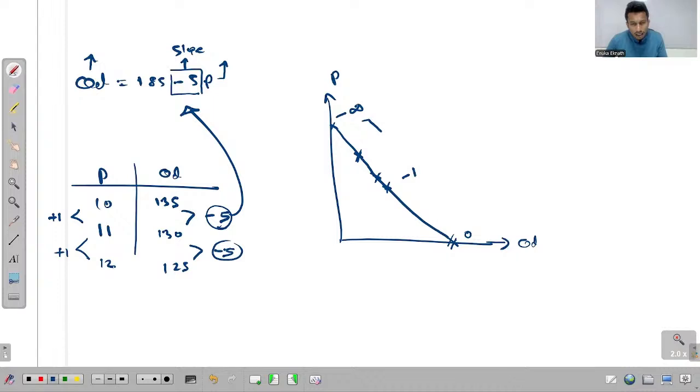If you calculate PED somewhere here in the middle, it will be in between minus 1 and minus infinity. If you calculate the PED somewhere here, the value of PED falls in between 0 and minus 1. See, it changes. But the slope remains constant. It remains the same at any point. But the PED changes. And that's the other difference between B, the slope, and the PED.